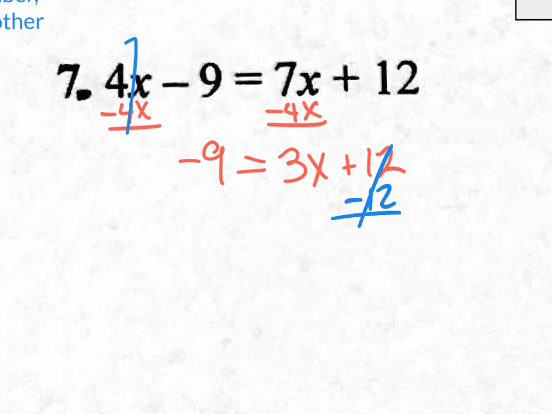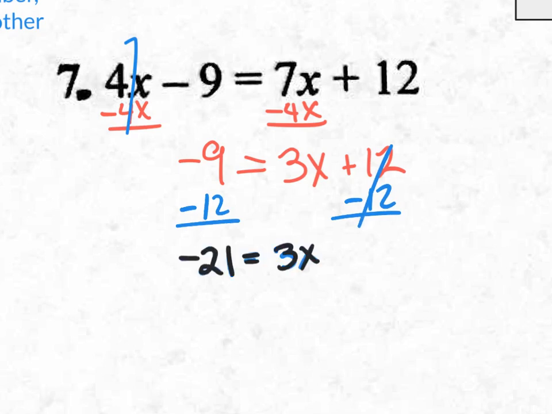What you do to one side, you do to the other. So I'm going to subtract 12 over here. What's negative 9 minus 12? You owe $9. You owe $12. You're going to owe how much? You're going to owe 21. Equals the 3x comes down. Probably should have done that in a different color.